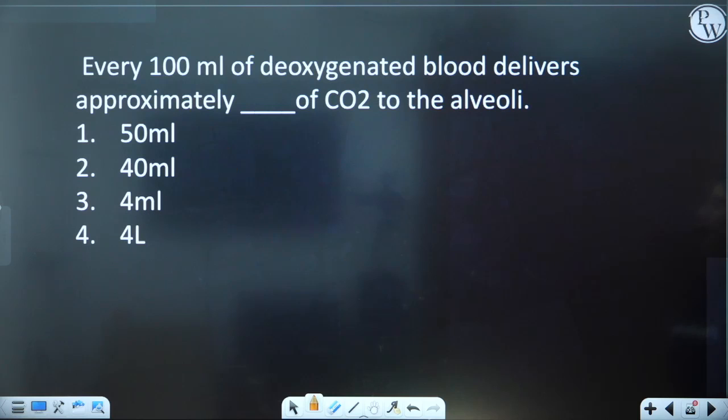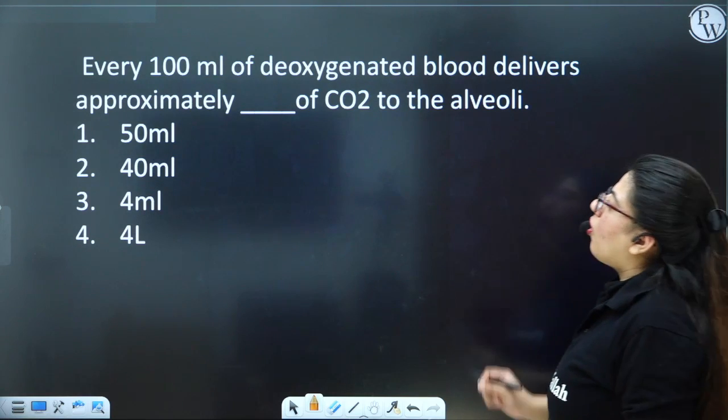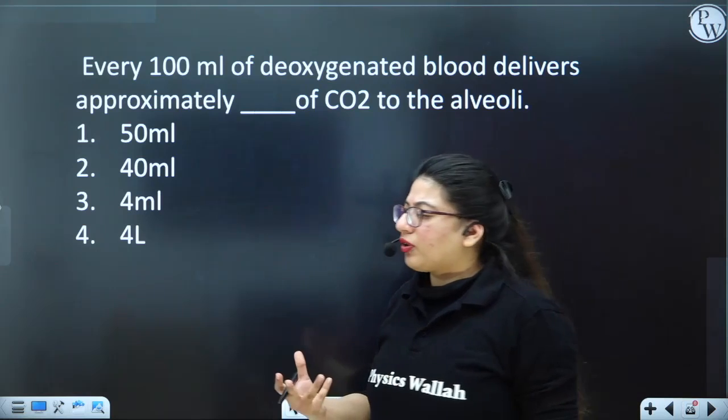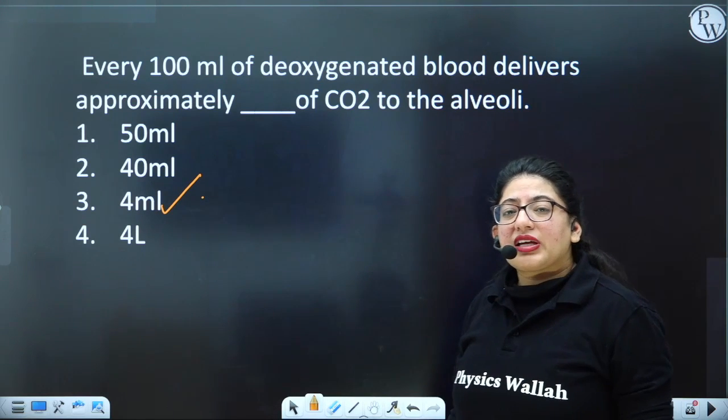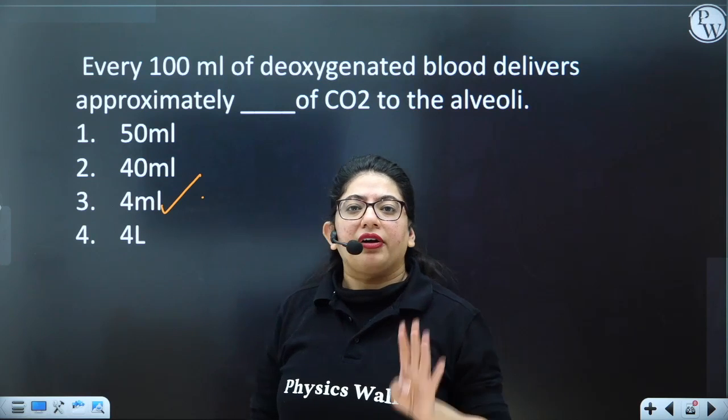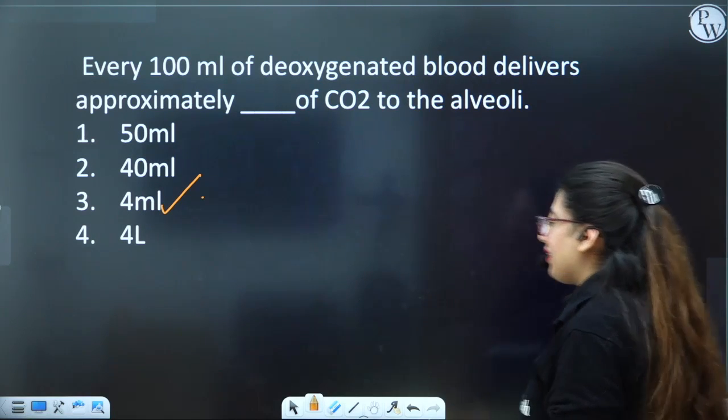Next. Every 100 ml of deoxygenated blood delivers approximately dash of CO2 to the alveoli. Straightforward question again. 4 ml. I've told you how much CO2 is given to the alveoli by deoxygenated blood. 4 ml. Right? Okay. Next.